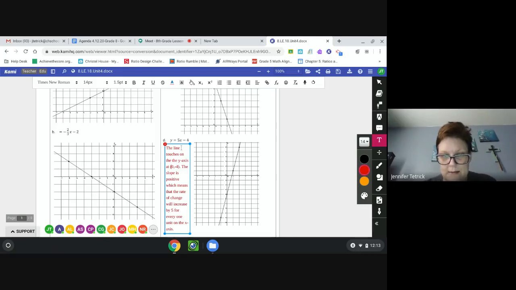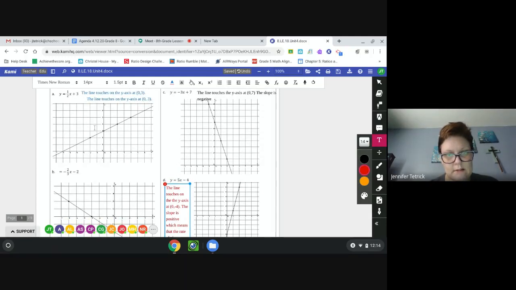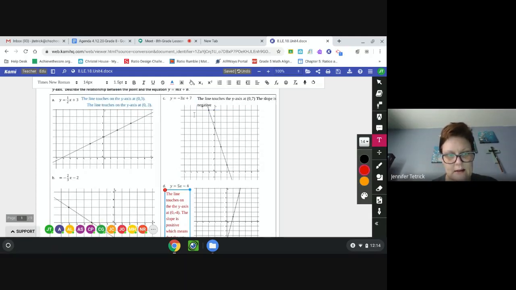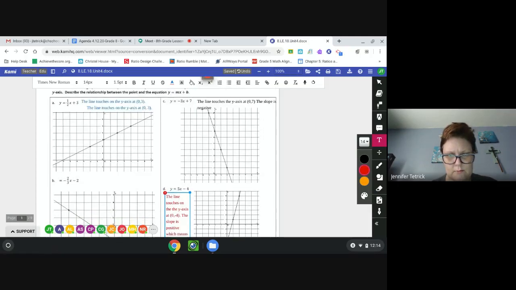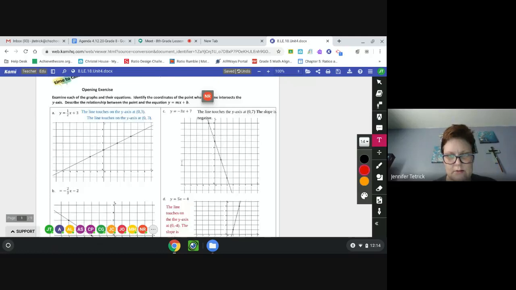The slope is positive. I know that it's positive because it has no negative sign. And I said this means that the rate of change will increase by 5 on the y-axis for every 1 unit on the x-axis. So I want you guys to go ahead and look at yours. Nice. I see that there. And let me get the last group, group B, to do theirs as well.